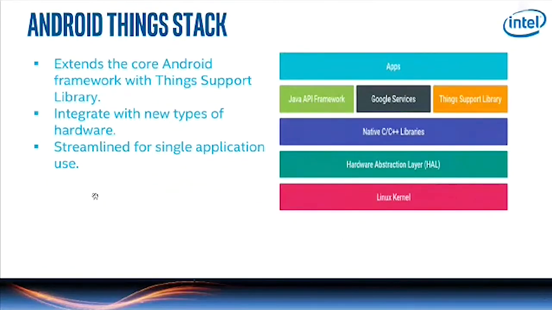The Android Things stack, the simplified version of it, and that's the big orange block that is introduced to the Android world. A new set of APIs that extend the core Android framework and help you integrate with new types of hardware. Although I've not put it as part of the native C++ libraries, it is really written in C++, and there are Java headers for it to communicate with the framework. There are also native headers, so you can develop and communicate with it using NDK applications as well.